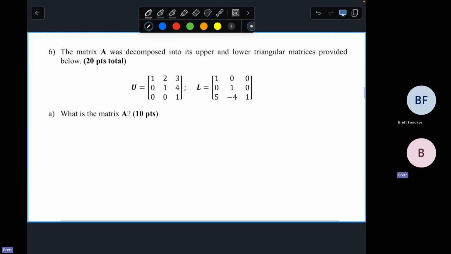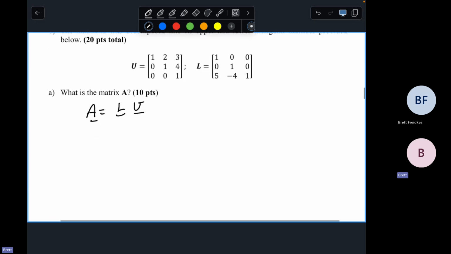Because I know that A, when it's decomposed, will be L times U. Notice I gave them out of order. I gave U first, and I gave L second. It's called LU decomposition for a reason, because L goes first. So you have to do matrix multiplication. Go ahead and spend 2 minutes to do this. Good practice. You might have to do this type of thing on your exam, Eric.